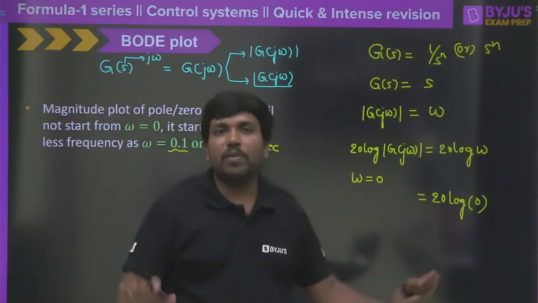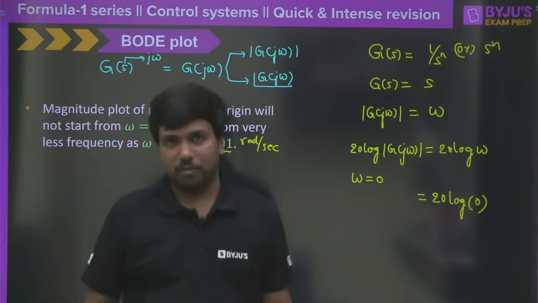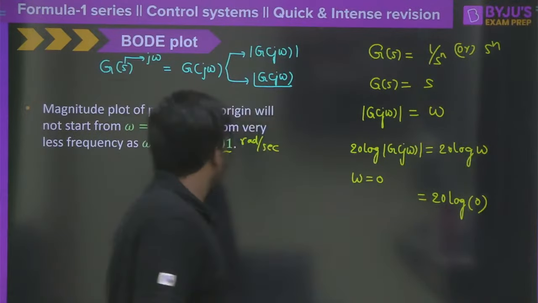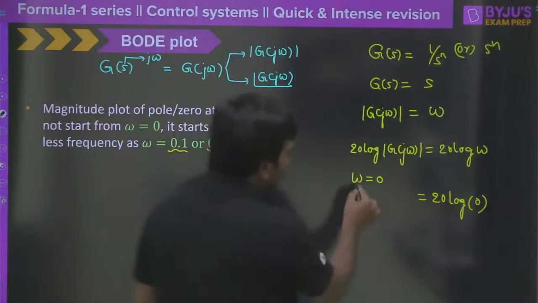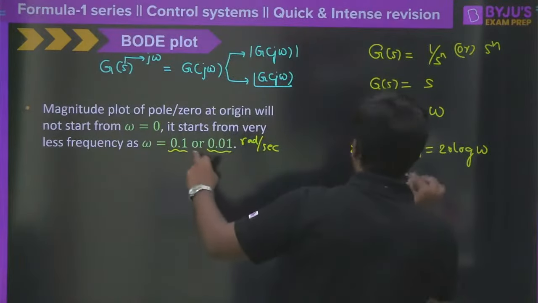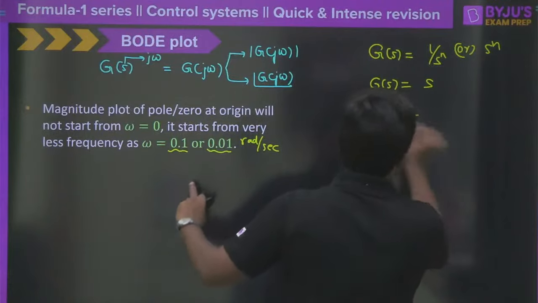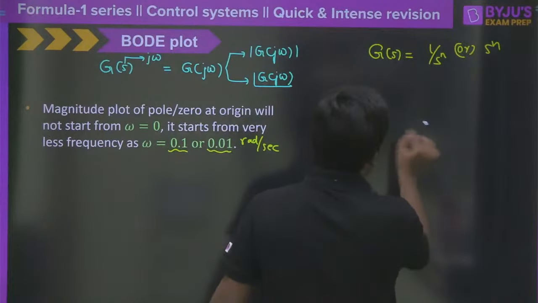That's why some people say that we cannot define that value, right? So therefore, people suggest that don't try to keep the value at omega equal to 0. Try to keep omega equal to 0.1 or 0.001. Clear? So this is the first thing I need to say.